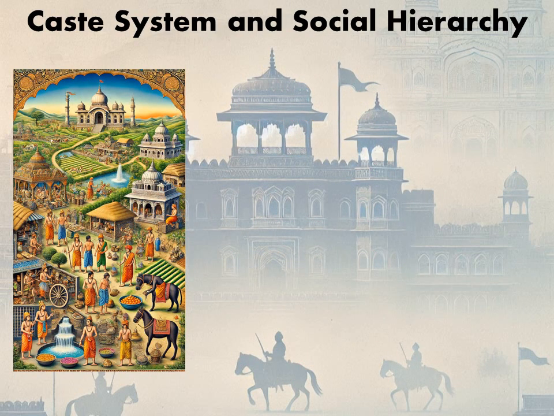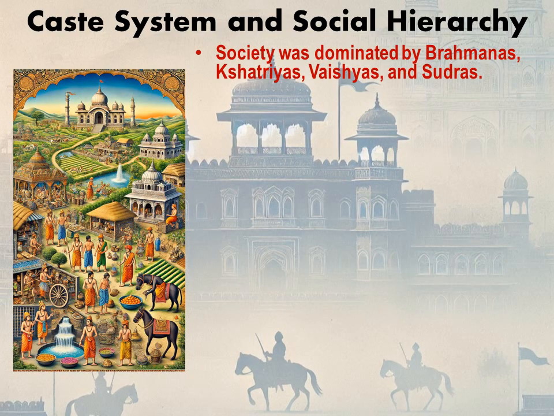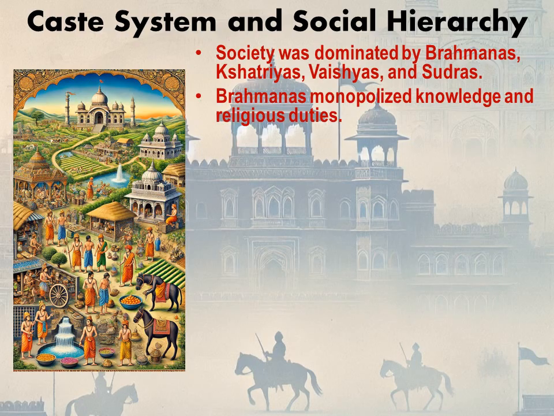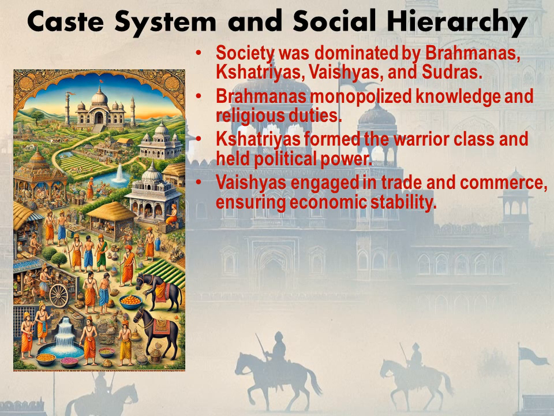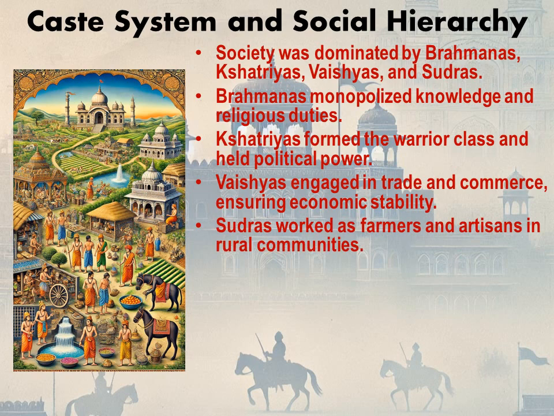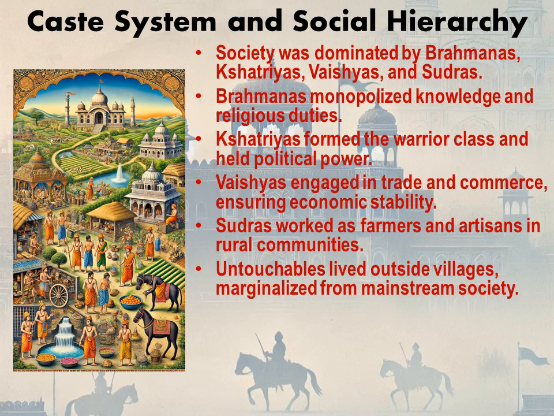Caste system and social hierarchy. Society was dominated by Brahmanas, Kshatriyas, Vaishyas, and Shudras. Brahmanas monopolized knowledge and religious duties. Kshatriyas formed the warrior class and held political power. Vaishyas engaged in trade and commerce, ensuring economic stability. Shudras worked as farmers and artisans in rural communities.